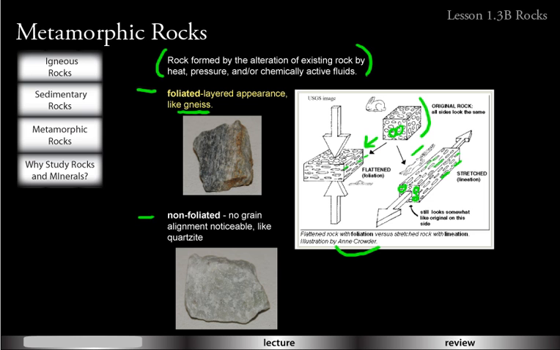And then non-foliated rocks really have no noticeable grain alignment. Like you can see it in this gneiss here. You can see these lines in that.